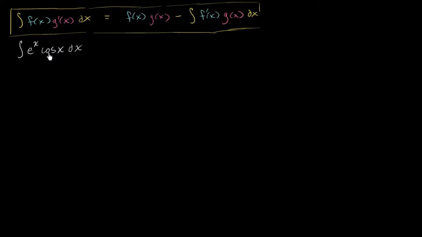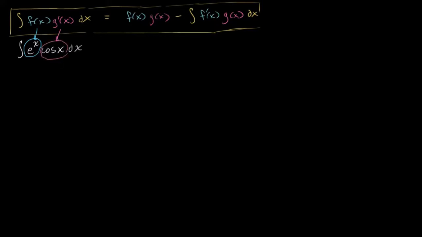And in this case, neither of them become simpler, and neither of them become dramatically more complicated when I take their antiderivative. So here it's kind of a toss-up which one I assign to f of x and which one I assign to g prime of x. And actually, you can solve this problem either way. So let's just assign this one. Let's assign f of x equaling e to the x. And let's assign g prime of x equaling cosine of x.